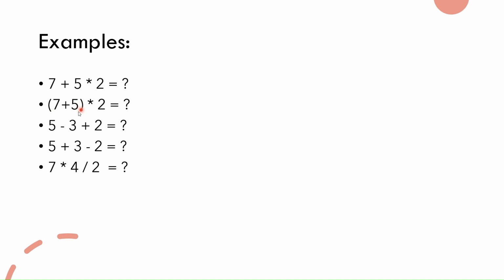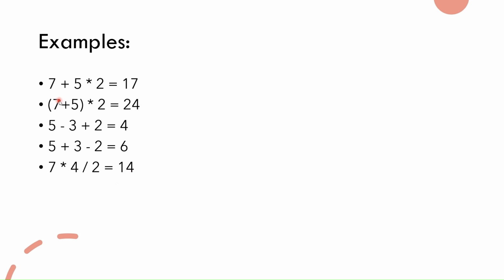7 plus 5 surrounded by brackets, multiplied by 2 equals something. 5 minus 3 plus 2 equals something. 5 plus 3 minus 2 equals something. And we will see how the operators that have the same precedence level are evaluated from left to right, as we mentioned. 7 multiplied by 4 divided by 2 equals something.